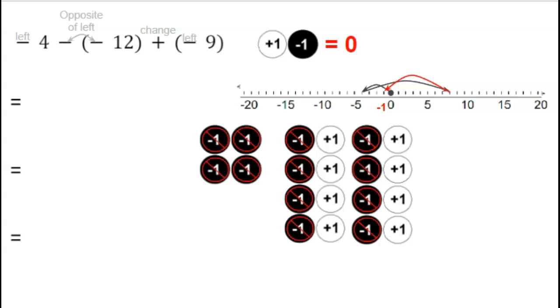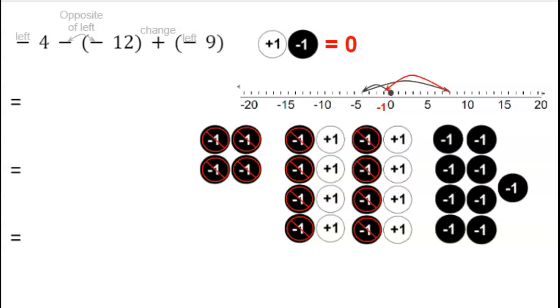Now that I've taken away 12 negative integers, there's another change. I need to add 9 negative integer chips. So I've added the 9, 2, 4, 6, 8, 9 to this field. But now I have more 0 pairs that I can take away. So I'm going to start marking those off in pairs.